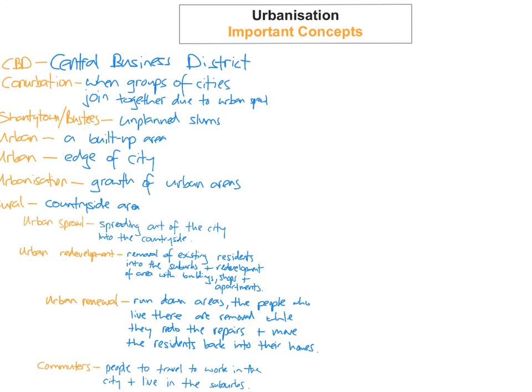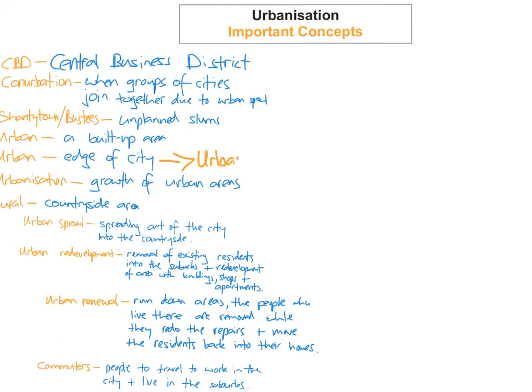So that's it for the important concepts of the chapter Urbanisation. We've looked at CBD, conurbation, shanty towns and busties, urban. Okay, so just notice the fringe here. Urban is a built-up area, and in the second one here it says urban, edge of the city. That should be urban fringe. I should have said the word fringe.